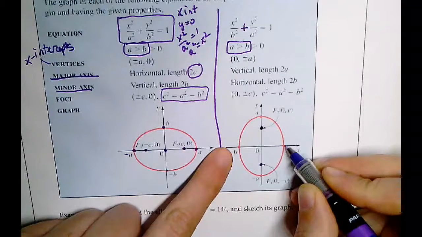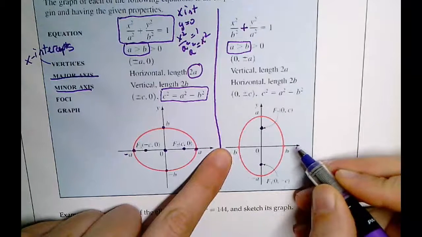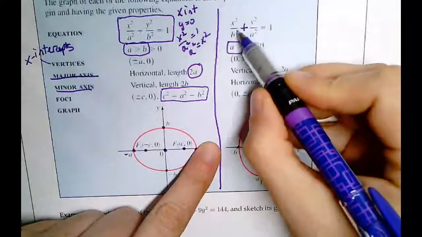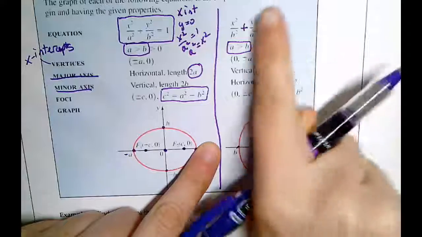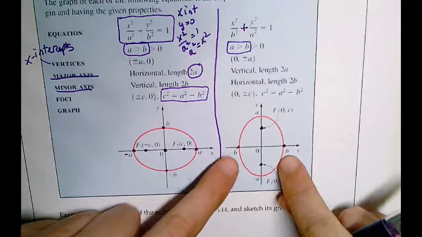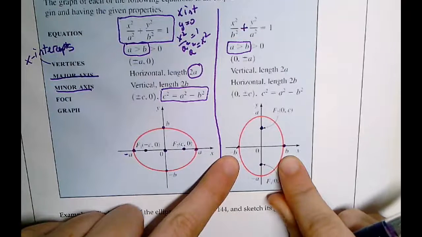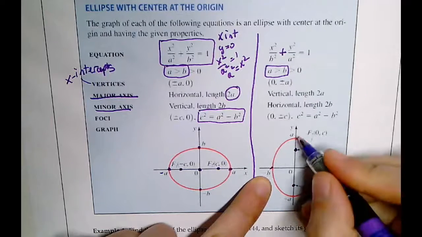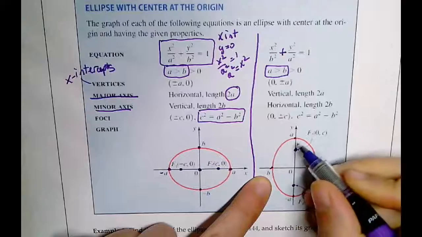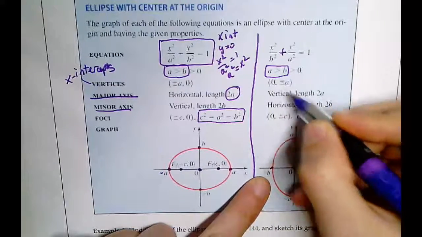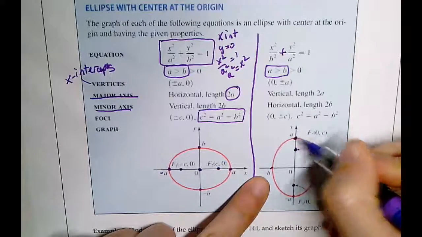Then the x-intercepts are going to be b and negative b, because I set y equal to 0. So I'm going to get that x squared over b squared equals 1. So the x-intercepts are going to be b and negative b. The vertices now are going to represent the y-intercepts. So the vertices are going to be (0, plus or minus a) because they represent the y-intercepts.